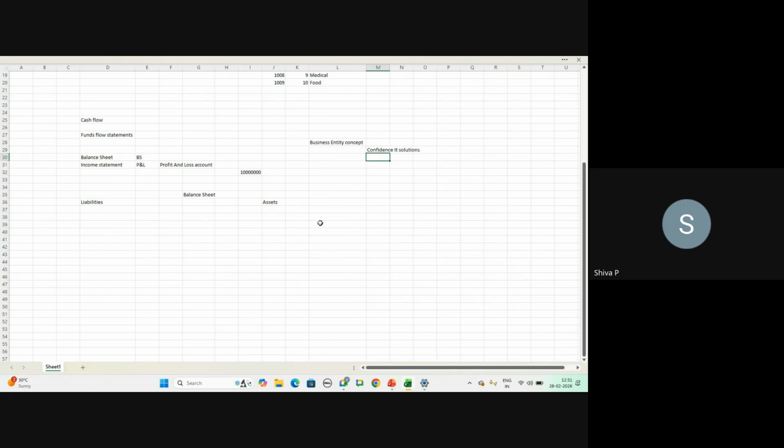Yes, sir. Even though it's my capital, everything set up, I only paid, the business is running with the name of the Confident IT Solution. What is this? It's an artificial name of the firm. So it is running with the name of Confident IT Solutions, not with Shiva.